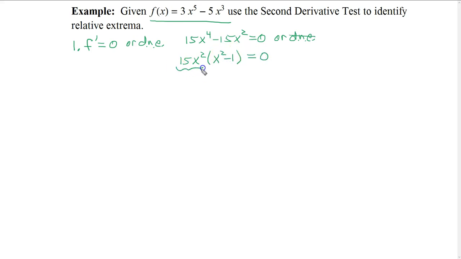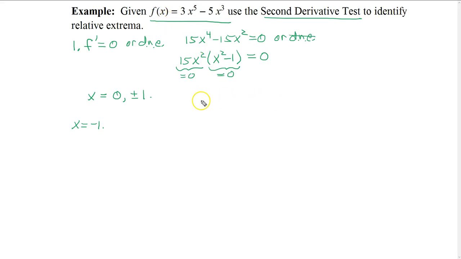and setting each individual term equal to 0, we obviously get x equals 0 for this one and x equals plus and minus 1. So that's where we have potential relative extrema. So x equals 0 and plus and minus 1. Now we have to test these to determine which are relative max and which are relative min. So if we start out with -1, now we're going to use the second derivative test, so we need to take the second derivative of our function.